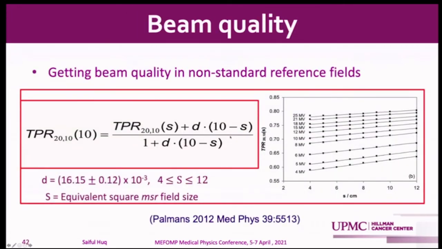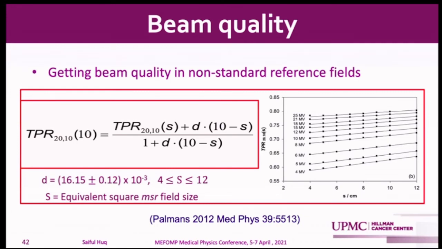So let's talk about beam quality. For a conventional reference field, like when you use TRS-398, you have a 10 by 10 field at 100 SSD or SAD. TRS-398 tells you how to measure beam quality, say TPR 20/10. But how do you determine beam quality for non-standard MSR fields, like CyberKnife? Your field size is 6 cm circular diameter, right? You cannot set a 100 SAD. So what do you do in those cases?